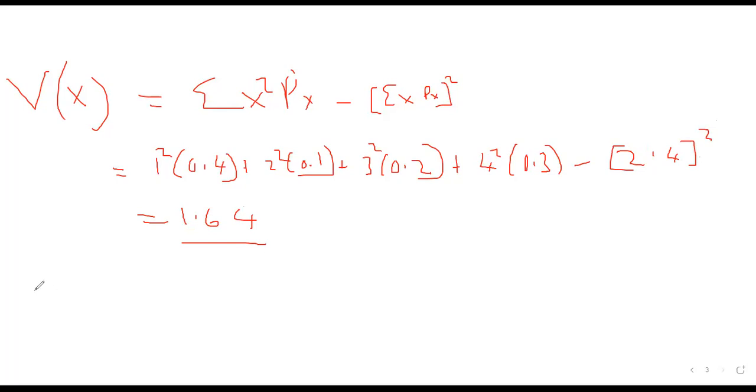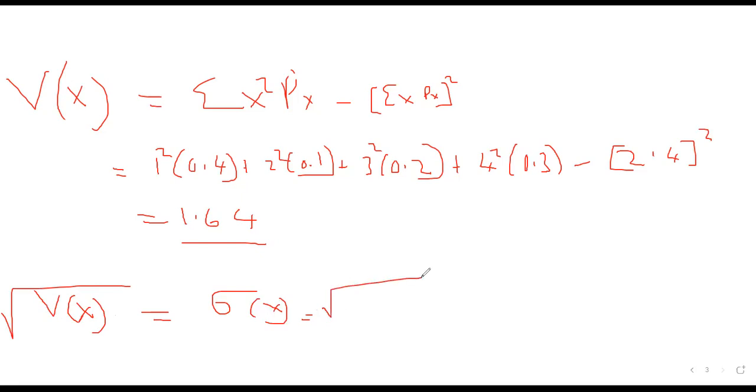And we know that whenever we are square rooting the variance, the name becomes what? Standard deviation. So what's the square root of 1.64? 1.281.